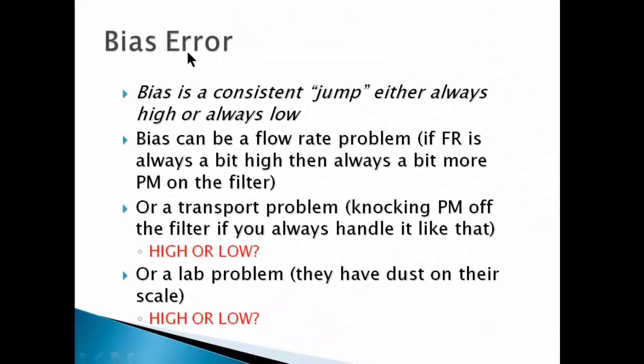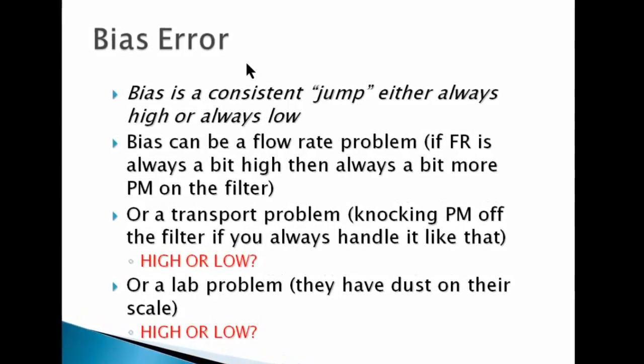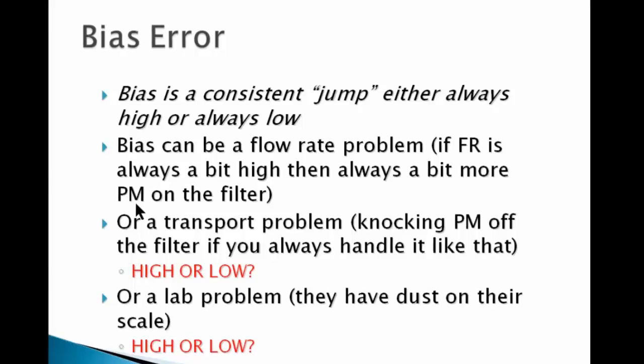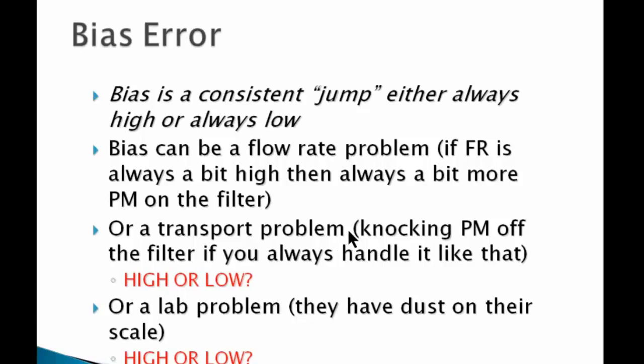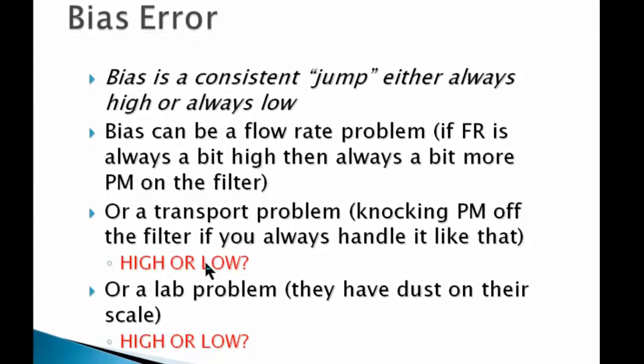Okay, bias. Remember, bias is a consistent jump, either always high or always low. In this case, we're talking about flow rate. If the flow rate is always high, then there's always going to be a little bit more particulate matter on the filter. Bias could also happen as a result of a transport problem. If you somehow move your elbow in a certain way and knock particulate matter off the filter, and you always handle it like that, sliding it into its little baggie a certain way, would that cause a high bias or a low bias? Probably a low bias, right? Because you'd be knocking some of the particulate matter off of the filter.